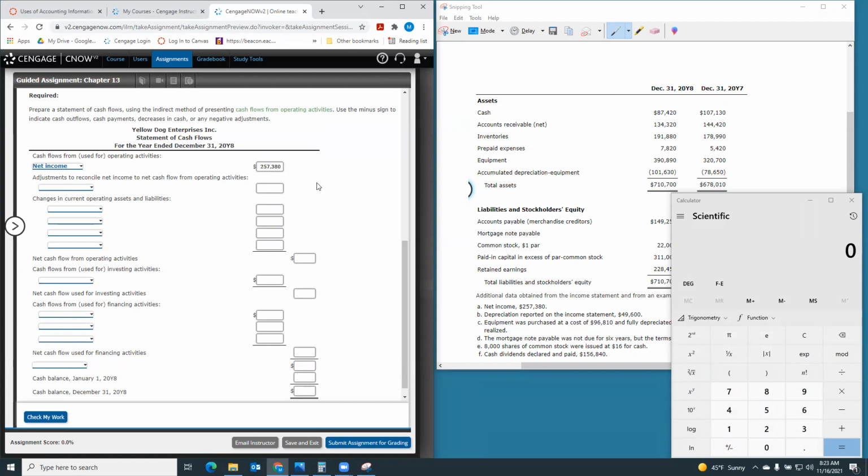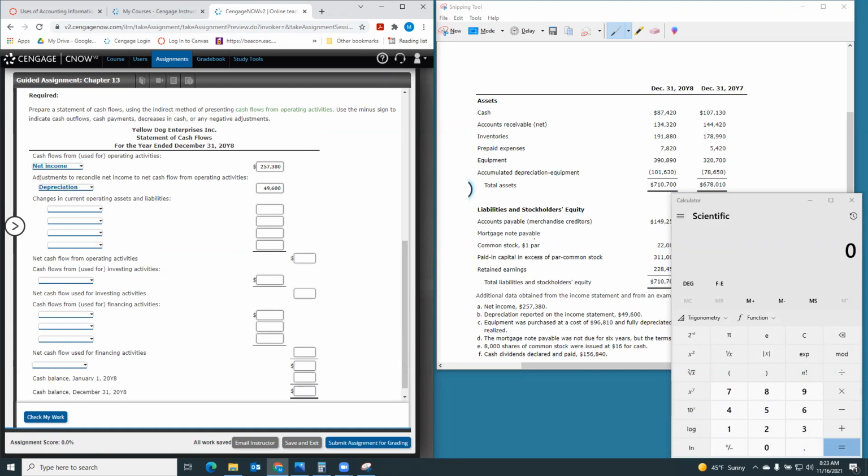The first adjustment to make is to look for expenses that are non-cash. The most common one is depreciation expense. That's the one you're going to see the vast majority of the time. Sometimes there's amortization on things like intangible assets, but the most common will be depreciation. On B, it tells us depreciation reported on the income statement was $49,600. So I'm going to add that amount, 49,600, back into the net income.